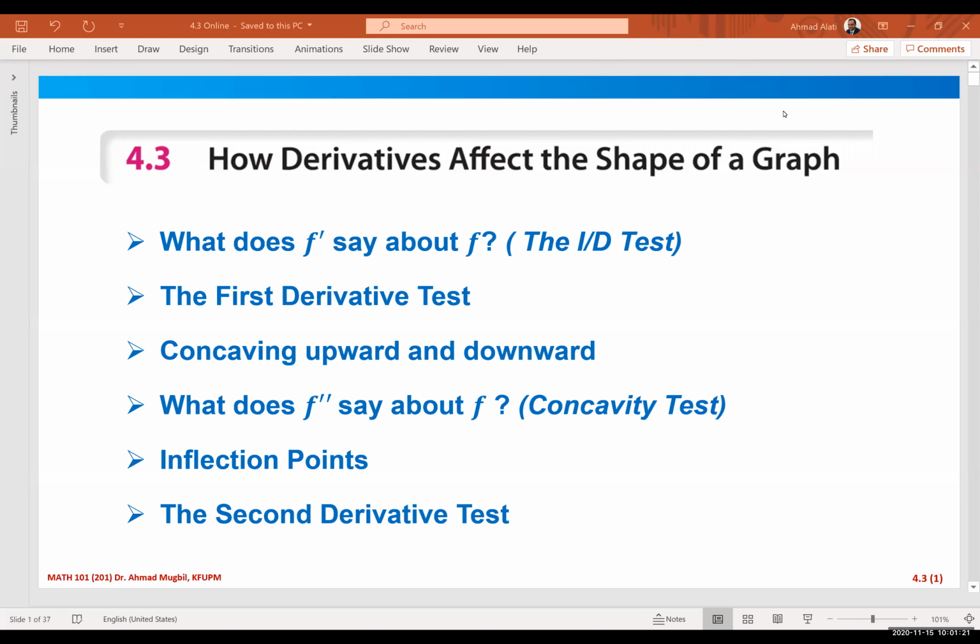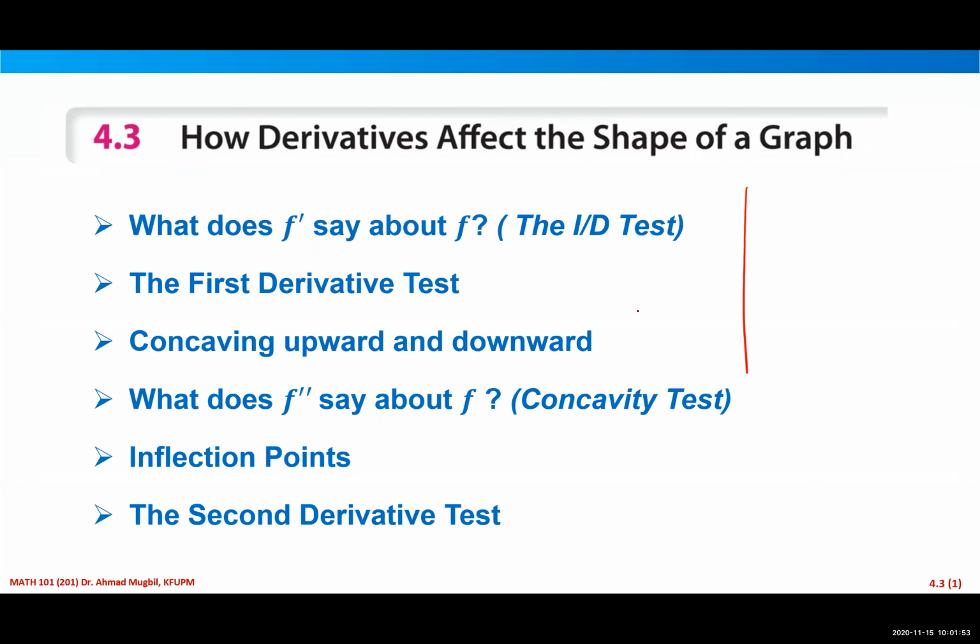But at the beginning, let me remind you, shabab, about the relationship between the graph of the function and the graph of the derivative. I think you know from chapter 2, if you have the graph of the function, do you remember that? Let's say this is the graph of the function. You can sketch the graph of the derivative. You remember how to sketch the graph of the derivative from the graph of the function, shabab?